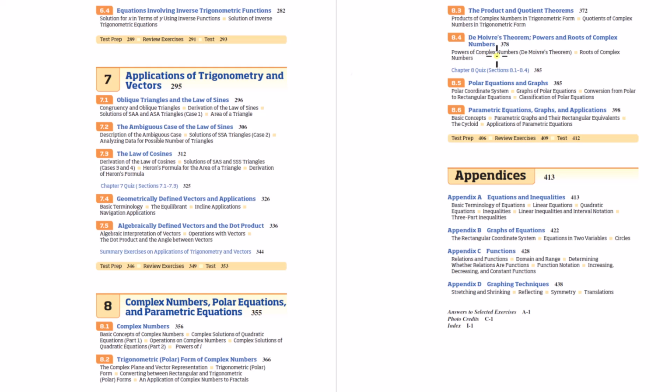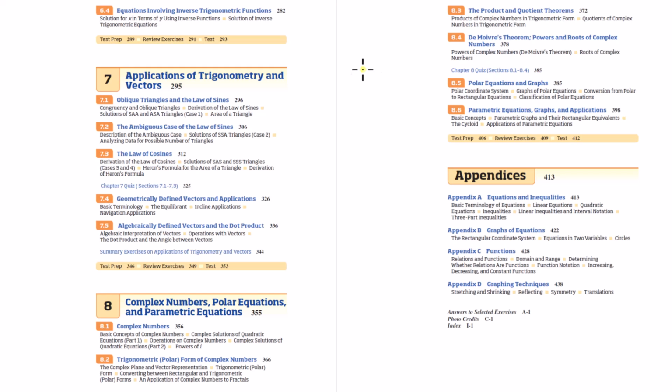So we've learned how to add, subtract, multiply, and divide complex numbers. Now we're going to learn how to find powers and roots of them. And de Moivre's theorem is about finding powers. This is really interesting because the main reason complex numbers were invented was for answering questions related to even roots of negative numbers. So being able to find even roots of negative numbers.